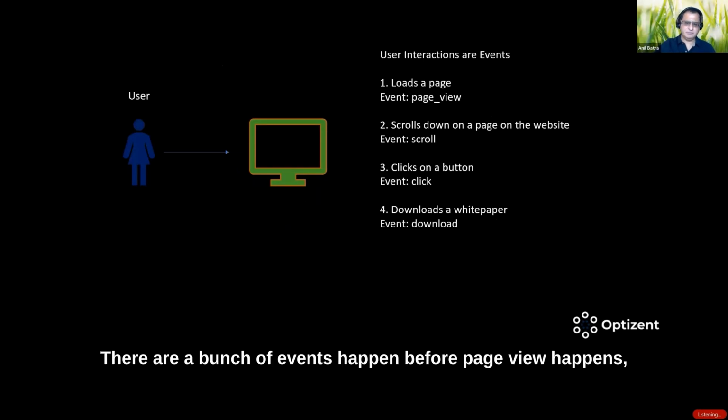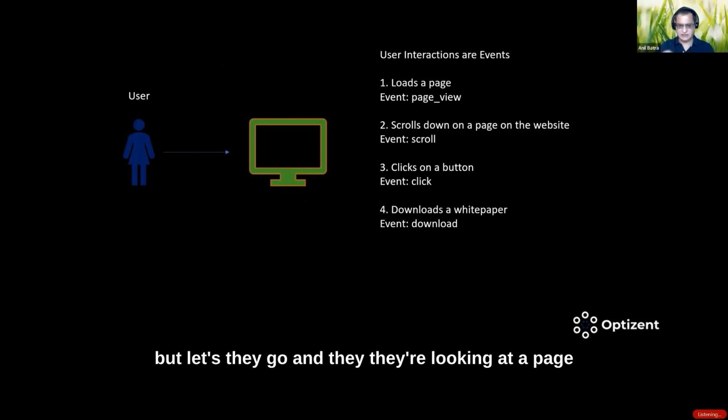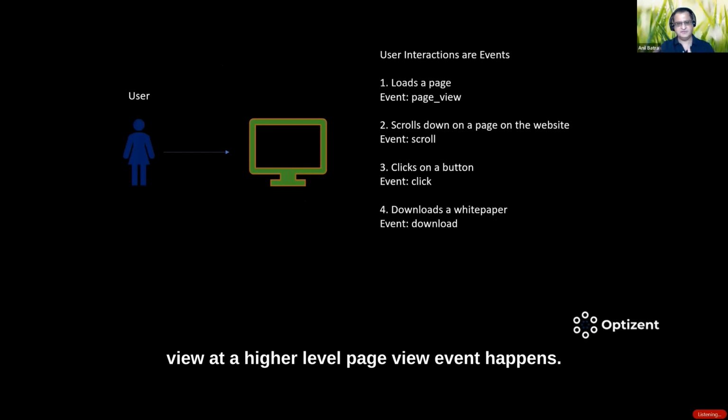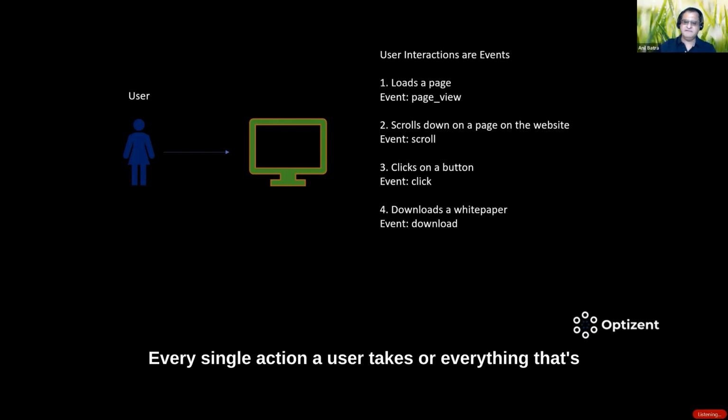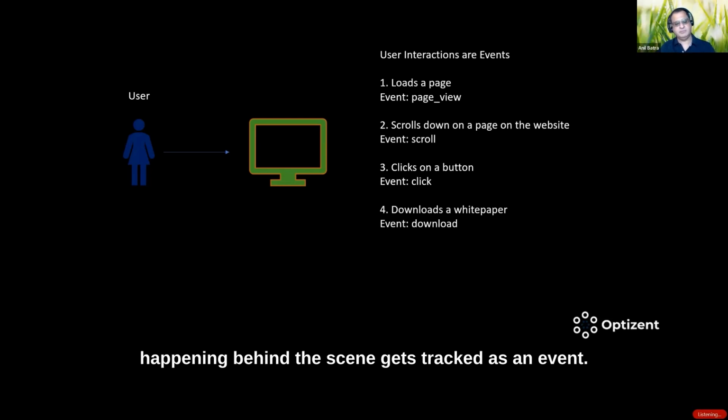There are a bunch of events that happen before the page view happens, but let's say they're looking at a page. At a higher level, a page view event happens. Then the user scrolls down, a scroll event happens. Clicks on a button, a click event happens. Downloads a white paper, a download event happens. There are other events as well that happen behind the scenes without you knowing, but these are the things you'll be able to see in your data. Every single action a user takes, or everything that's happening behind the scenes, gets tracked as an event. So it's separated.